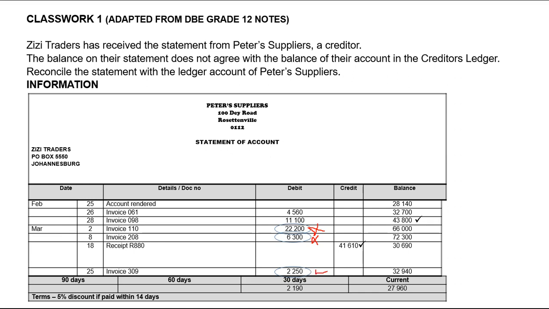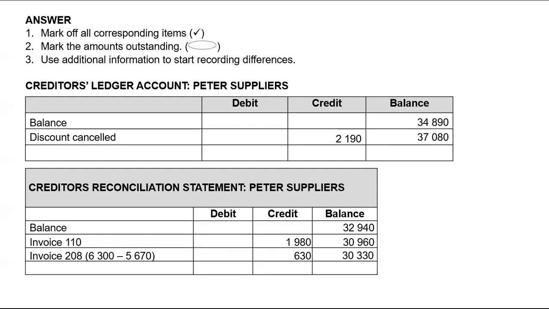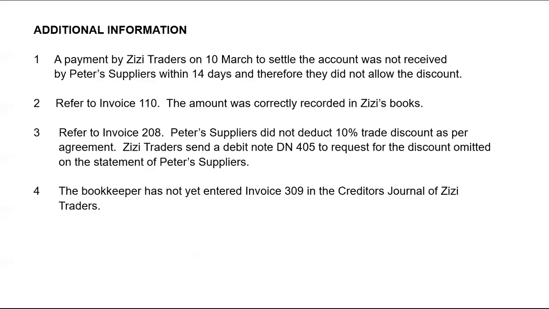So we have to record it in the creditors ledger by crediting the account of Peter Suppliers by invoice 309. We are going to owe them that 2,250, which increases what we owe them from 37,080 to 39,330. Okay, done. That was the last thing.